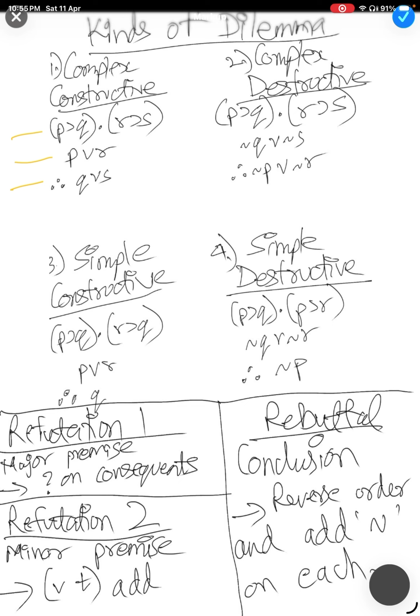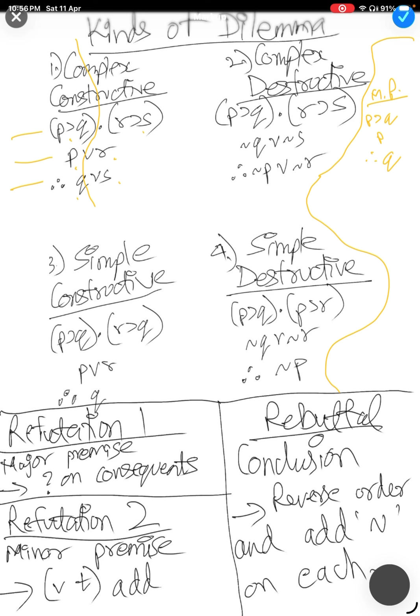Now there is simple constructive and simple destructive. In simple constructive you have the consequents that are the same, and in simple destructive you have the antecedents that are the same. One way of remembering the formula for complex constructive and complex destructive is modus ponens: P implies Q, P therefore Q. You can look at it as two modus ponens clubbed together. It's not actually like that, but just for your remembering. So P implies Q, P therefore Q. Then you have R implies S, R therefore S.